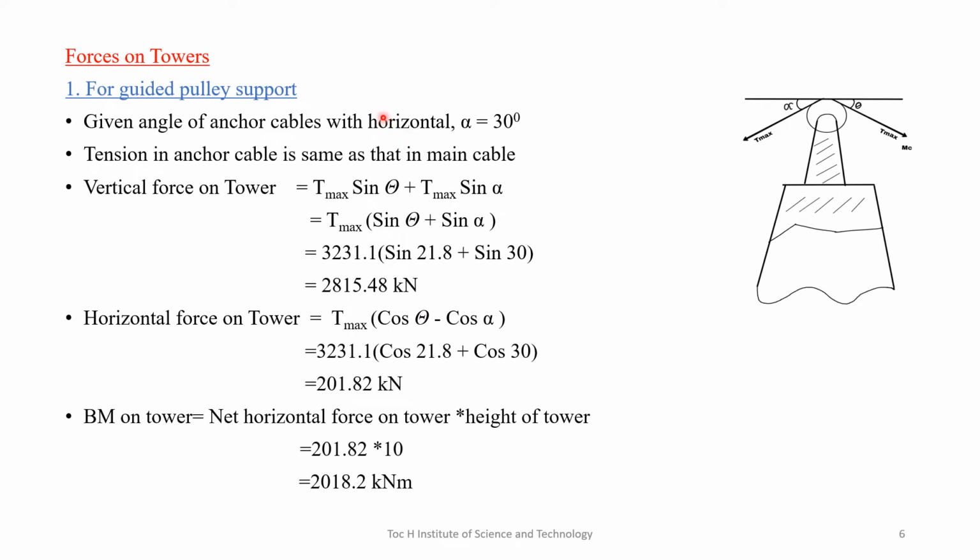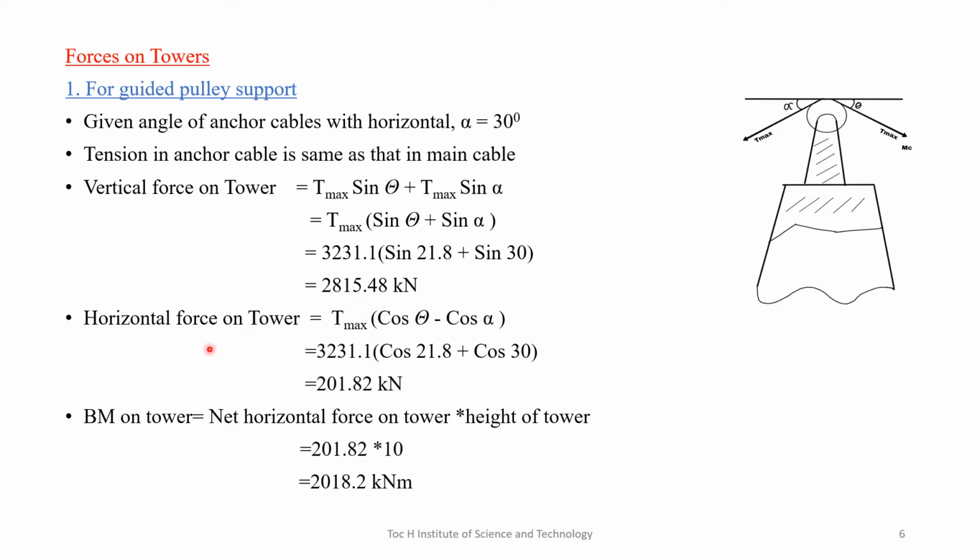The forces on the towers for guided pulley support. Given the angle of the anchor cable with the horizontal, alpha is equal to 30 degrees in the question. So the tension in the anchor cable is the same as that in the main cable. That means the tension in the main cable will be passed through this anchor cable, so both tensions will be the same. So the vertical force on the tower is equal to T max into sine theta plus sine alpha. Just substitute the values of T max, sine of theta and sine of alpha, and you get the vertical force on the tower as 2815.48 kilonewton.